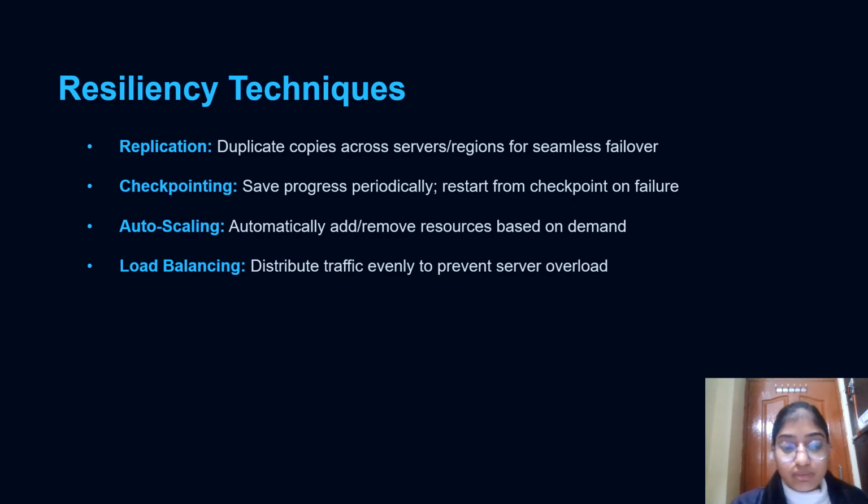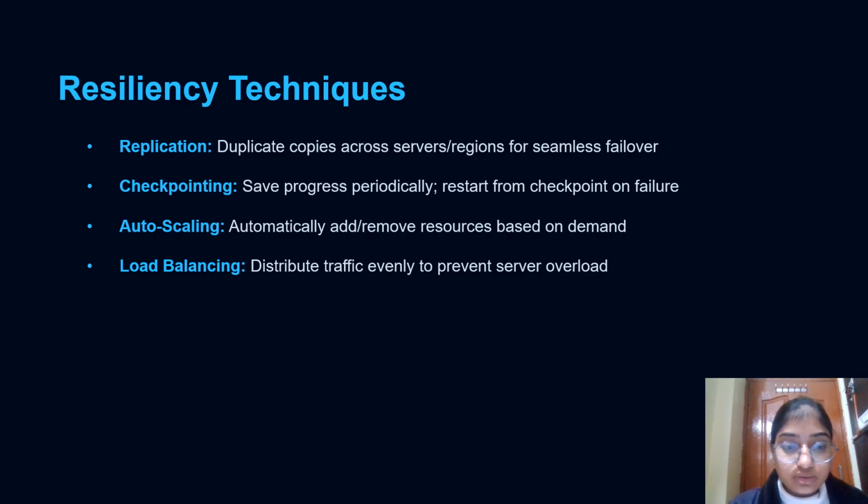Third is techniques of resiliency: replication, checkpoint and rollback, auto scaling, and load balancing. In replication, data or services are duplicated across servers or regions. In checkpointing and rollback, applications save progress periodically so they can restart from the last checkpoint. Auto scaling automatically adds or removes resources based on demand. Load balancing distributes traffic evenly and prevents overloads.